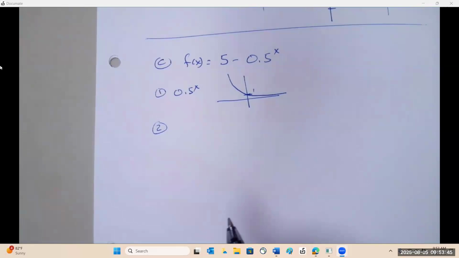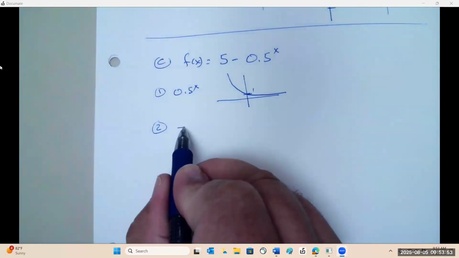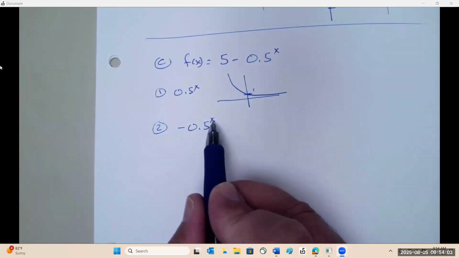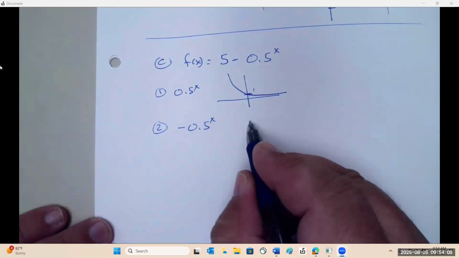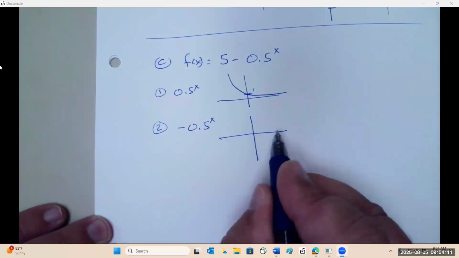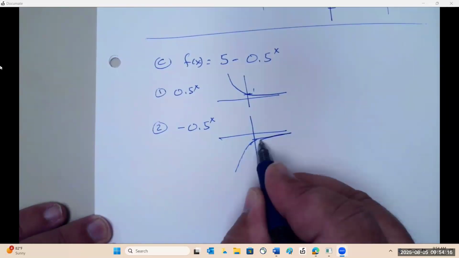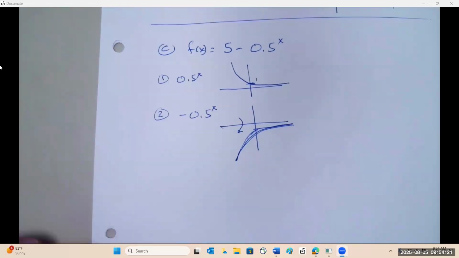So what's the next thing that happens? Why is it not a horizontal shift? Because it doesn't affect the x. Once your x is done, it affects the whole thing, which is the y value. So it's a vertical shift. It's like this now. It's a reflection.